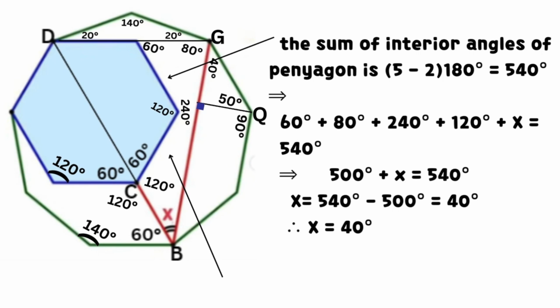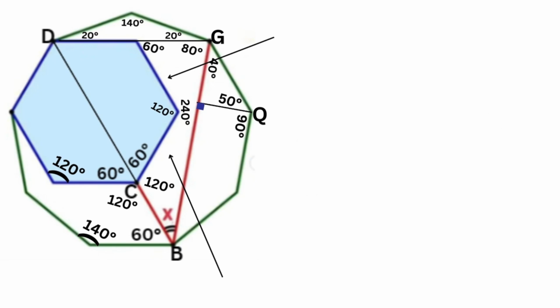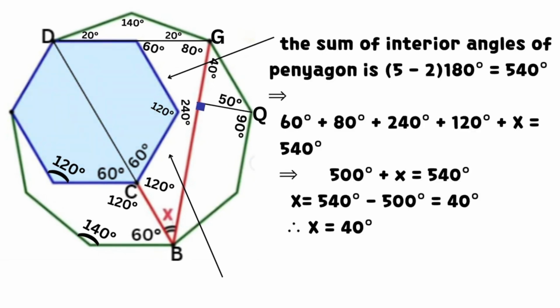Simplify and make x the subject of the formula, and we have that x equals 540 degrees minus 500 degrees, which equals 40 degrees. Therefore, x equals 40 degrees.